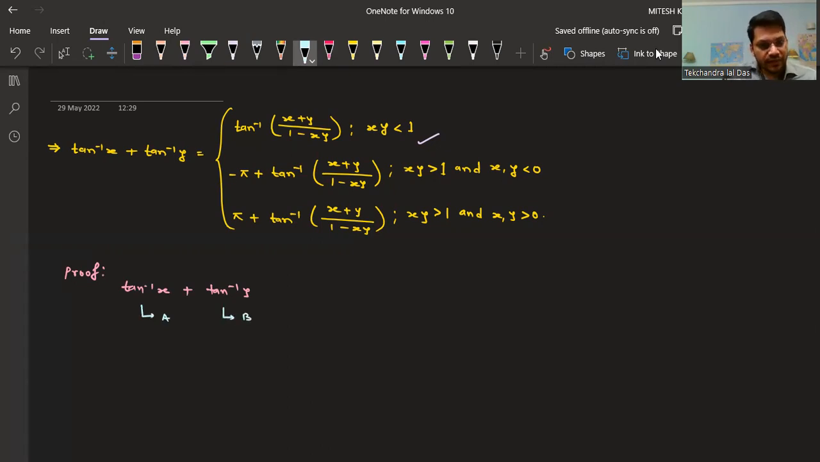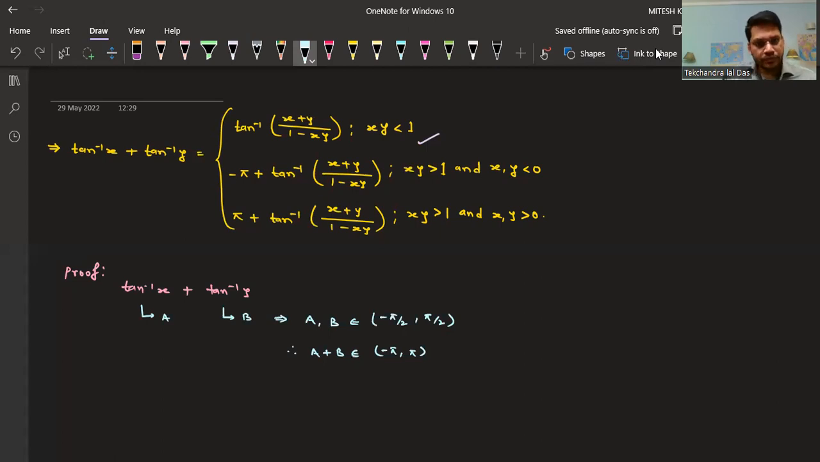Clearly from here we can say this a and b obviously will lie between minus pi by 2 to plus pi by 2. That is the range of the tan inverse function. So clearly a plus b will lie between minus pi to plus pi, because a and b are also from the same range minus pi by 2 to plus pi by 2. That's why a plus b will definitely lie between minus pi to plus pi.